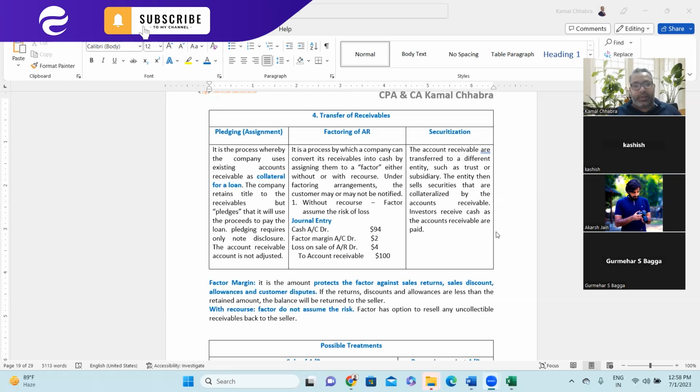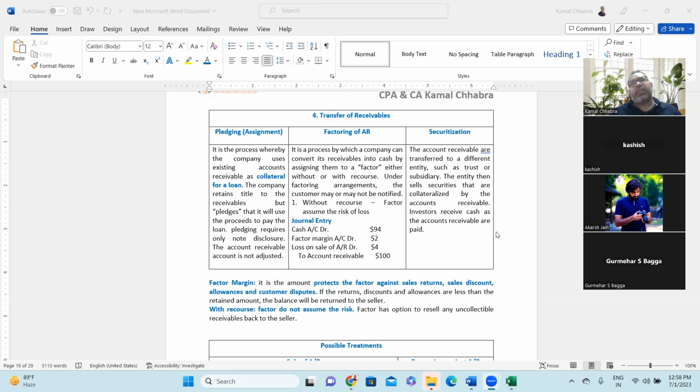The company retains title to the receivable. The title stays with the company, but it pledges that the proceeds will be used to pay the loan. Like I said, generally it is for working capital. For example, you have account receivable for 45 days, and you have $1 million in account receivable. You can pledge that and take, let's say, $500,000 as a loan. But then the bank or financial institution will say that out of this account receivable, the first 500,000 you'll be using for the repayment of the loan. So it's generally a short-term loan or working capital, right?